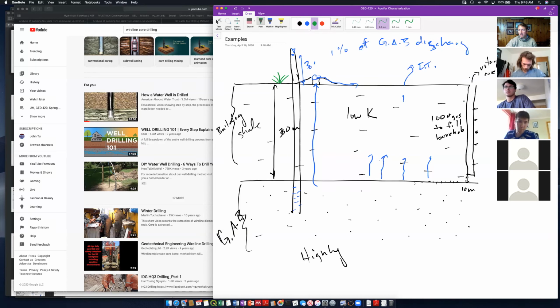So then what we did is we strung pressure transducers. We tripped out of the hole. We strung a series of pressure transducers. So this gives me head. And then we grouted in the entire borehole. So we filled the entire borehole with grout.